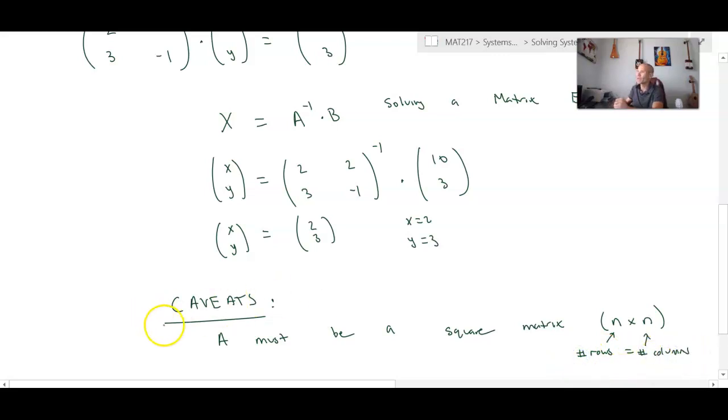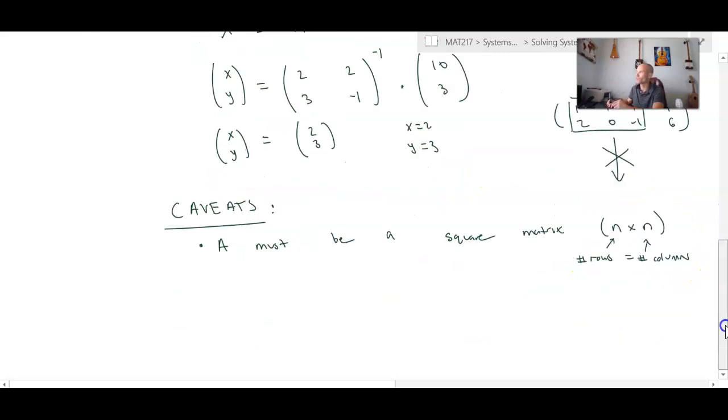And so you can't use this method if you have, for example, one equation and 4 variables, or 2 equations and 4 variables, where let's say you would end up with a matrix that looks like this, 2, 0, negative 1, 6, and maybe this top row says x plus y plus z equals 4, 2x plus 0y minus z equals 6. This is the A matrix, the coefficients. Notice those are the coefficients. That's a 2 by 3. So that does not satisfy the condition, and so you could not use this approach to solve.